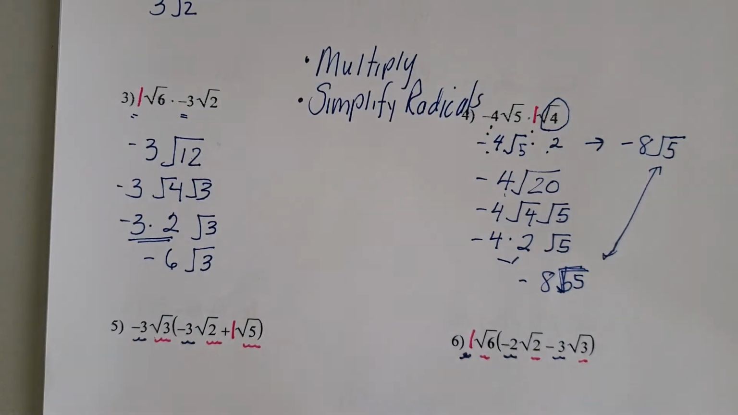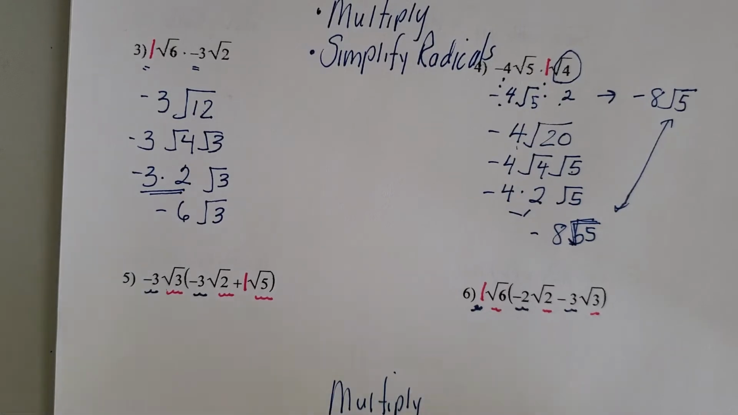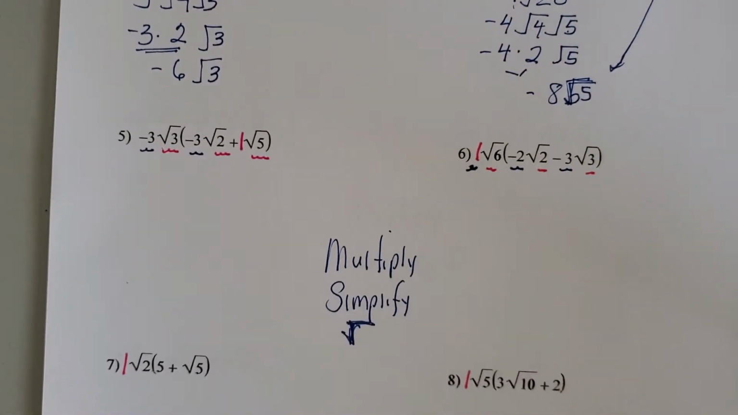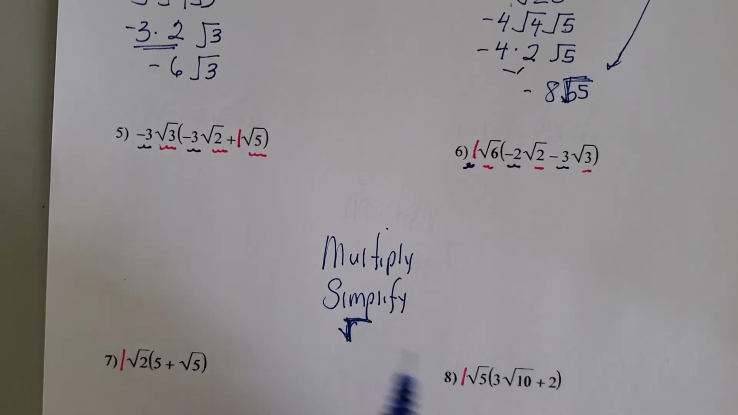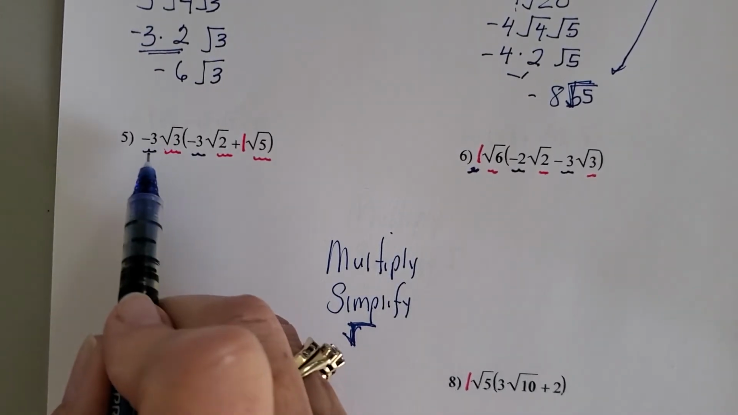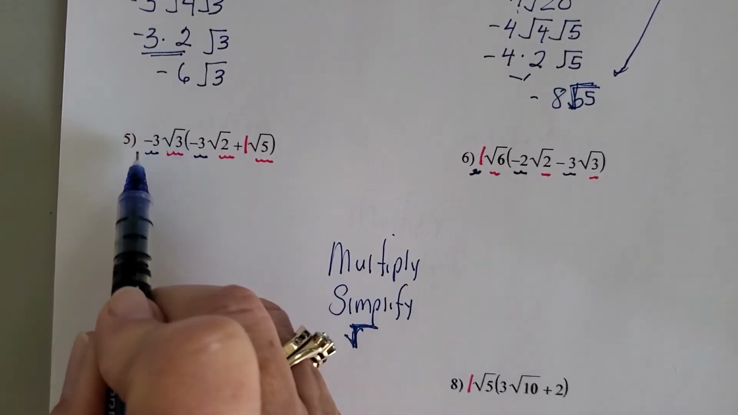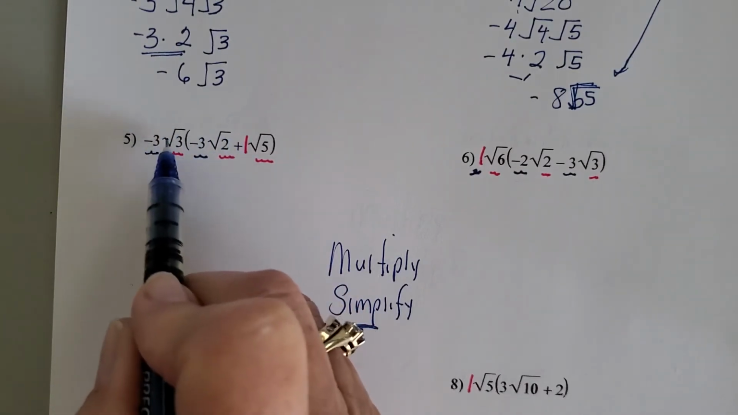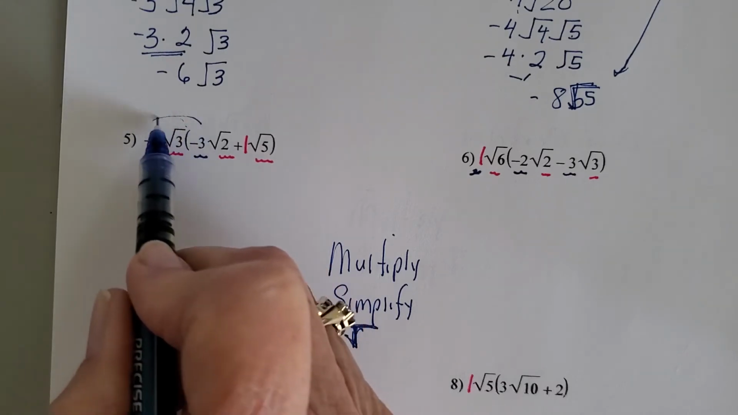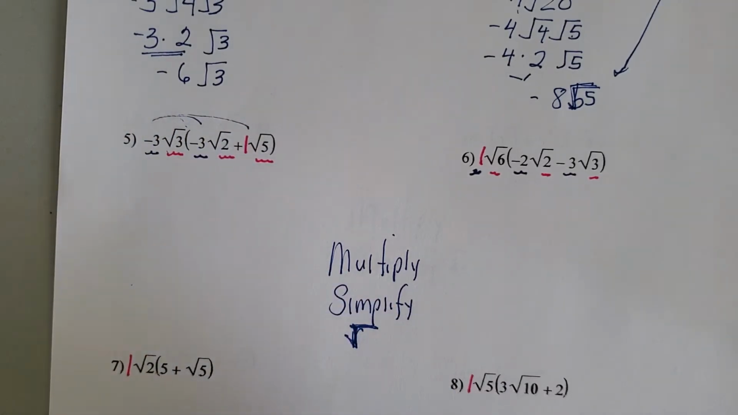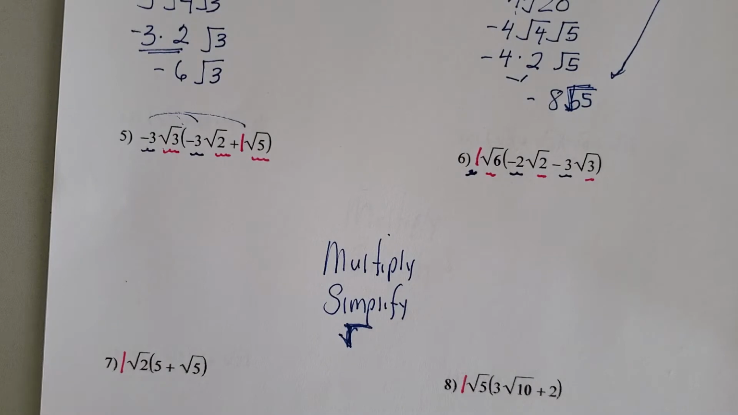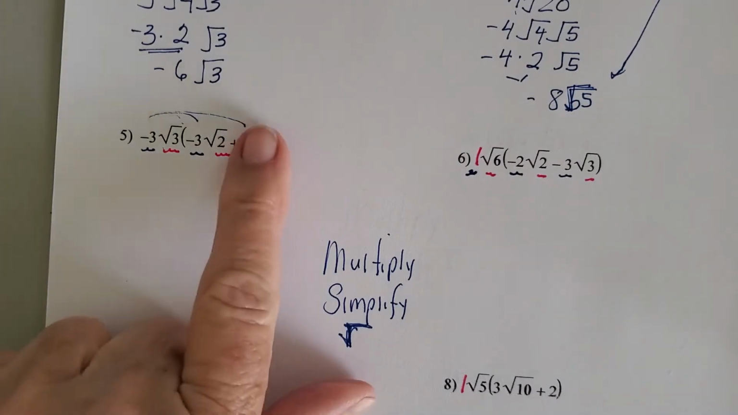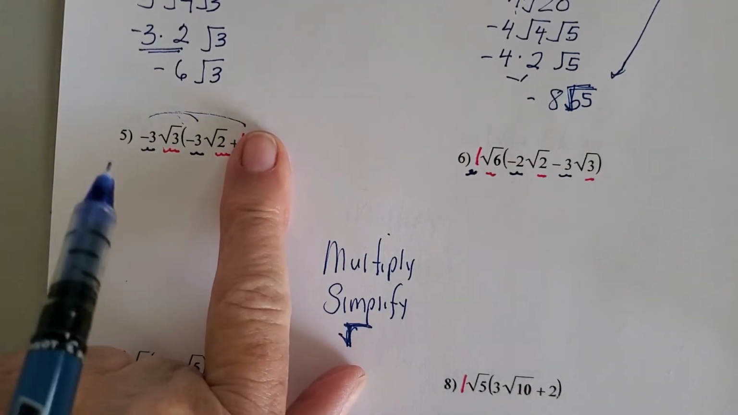All right, these are going to look more complicated. And they're not, they're just more steps. So here's what we're doing. We're multiplying this whole thing, negative 3 radical 3, times this whole thing. And then we're distributing. So we're doing this times here and times here, just like we would do with variables. So I'm going to cover this up. I'm looking for something to cover this up with. I'm using my finger, I guess. All right.